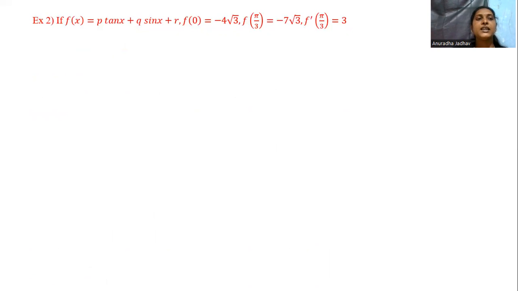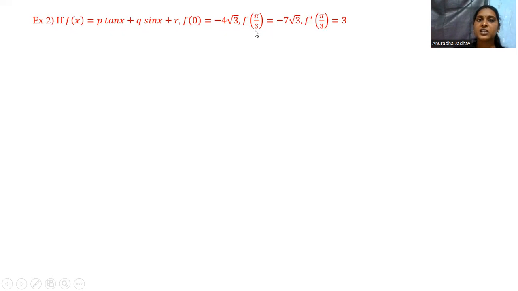Second example, if f of x is equal to p tan x plus q sin x plus r, and it is given the three conditions: f of 0 is equal to minus 4 root 3, second is f of pi by 3 is equal to minus 7 root 3, and third condition is f dash of pi by 3 is equal to 3.